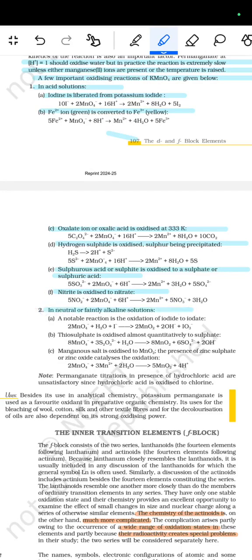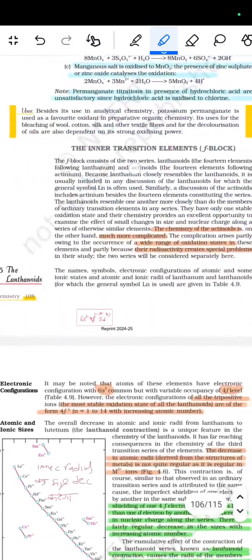In neutral or faintly alkaline solution, a notable reaction is the oxidation of iodide to iodate: MnO4- plus H2O plus I- gives MnO2 plus 2H+ plus IO3-. Thiosulfate is oxidized almost quantitatively to the sulfate, and manganous is oxidized to MnO2. The presence of zinc sulfate or zinc oxide catalyzes the oxidation: MnO4- plus Mn2+ plus 2H2O gives MnO2 plus 4H+. Permanganate titrations in the presence of hydrochloric acid are unsatisfactory since the hydrochloric acid is oxidized to chlorine.